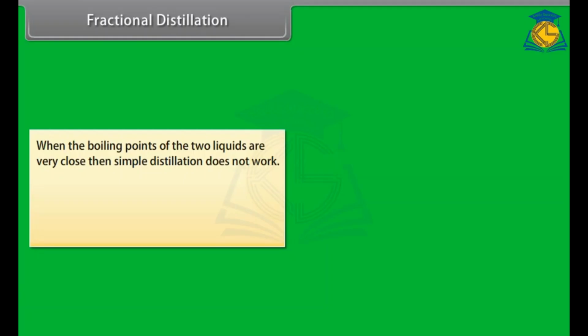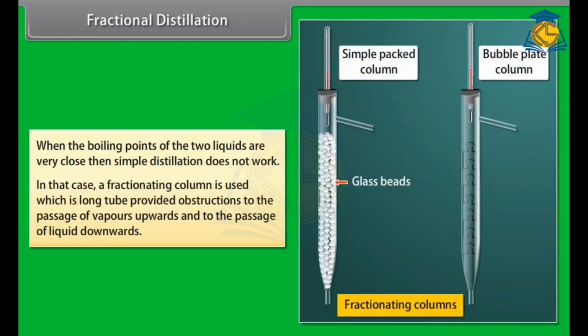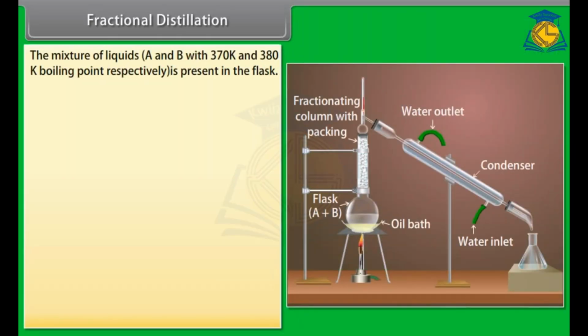Fractional distillation. When the boiling points of the two liquids are very close, then simple distillation does not work. In that case, a fractionating column is used, which is a long tube that provides obstructions to the passage of the vapors upwards and to the passage of liquid downwards. The mixture of liquids A and B with 370 Kelvin and 380 Kelvin boiling points, respectively, is present in the flask.